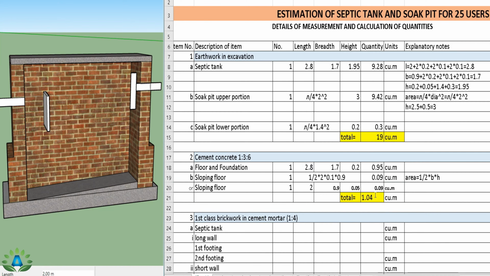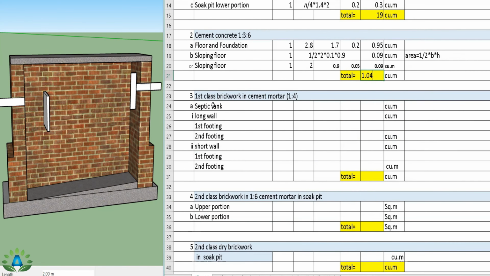Total quantity is 1.04. Now our next step is to calculate this first class brickwork in the cement mortar for the septic tank. That means this brickwork portion, and here we can clearly see that we have the number of footing 2 in number, that is this is the first footing and this is the second footing. So we are going to do this by long wall short wall method.